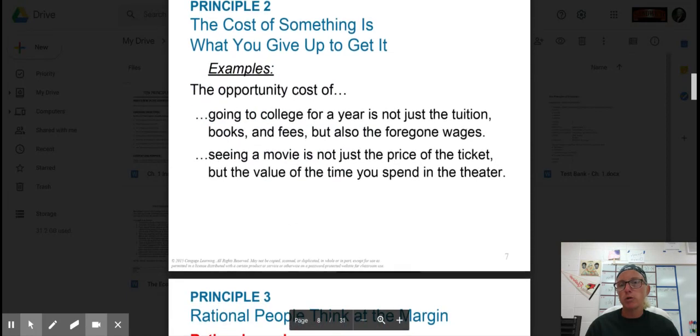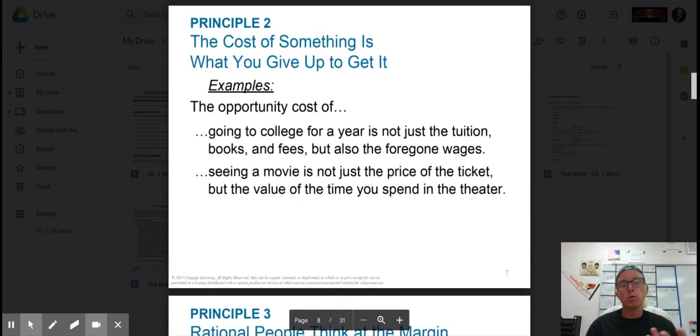So here's some other examples that you guys are probably dealing with either now or going to be dealing with in the future, looking at colleges. So for instance, the opportunity cost of going to college for a year is not just the tuition, books and fees, but also the foregone wages. So if you go there, you're giving up money. Your opportunity cost would be the money you could have been making working at a job.